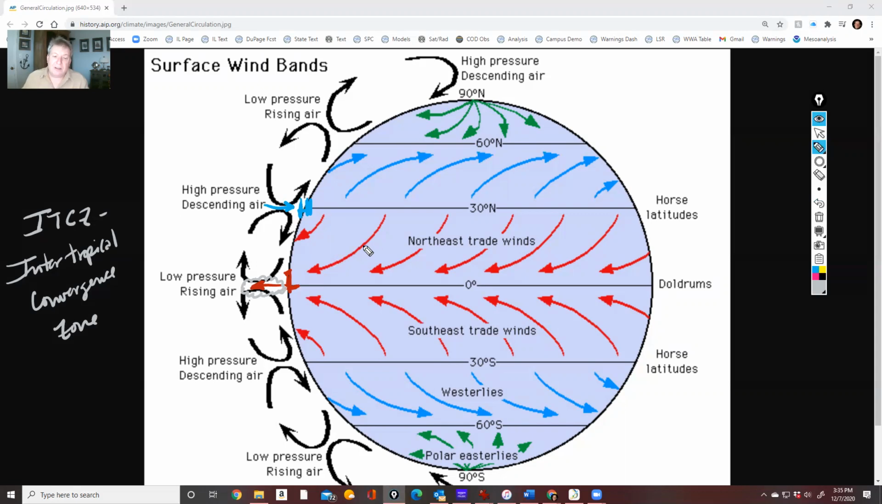And the air is coming together in this region here. They're going to draw it. I'm going to talk about that, but they're coming together slightly over here. So the air is converging. Mass continuity says it's going to rise, and then it sinks over here at 30 degrees.